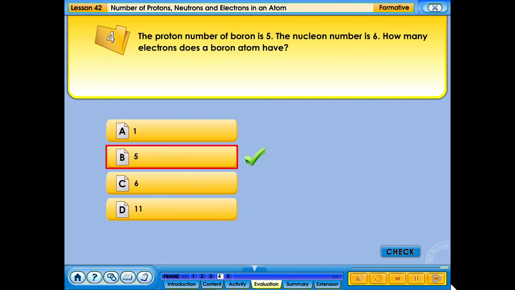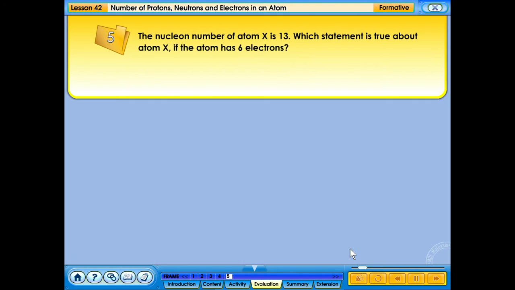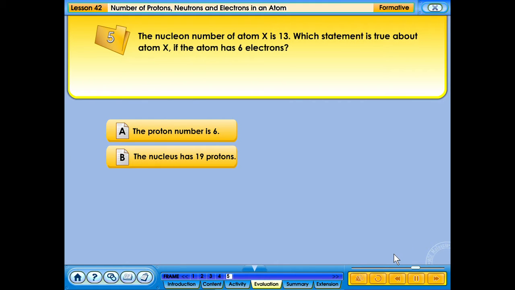Your answer is correct. The nucleon number of atom X is 13. Which statement is true about atom X if the atom has 6 electrons? A. The proton number is 6. B. The nucleus has 19 protons. C. The number of protons is 7. D. The number of neutrons is 13.